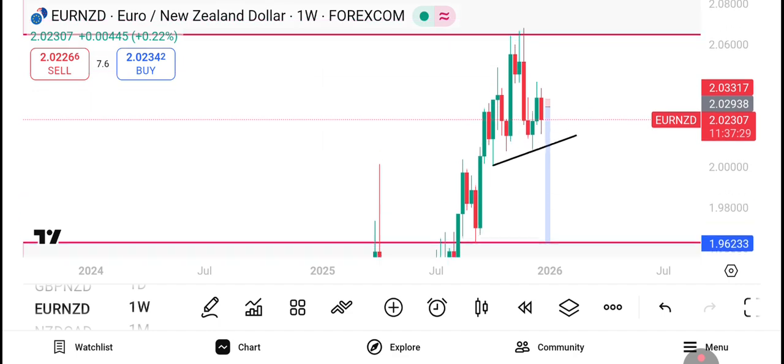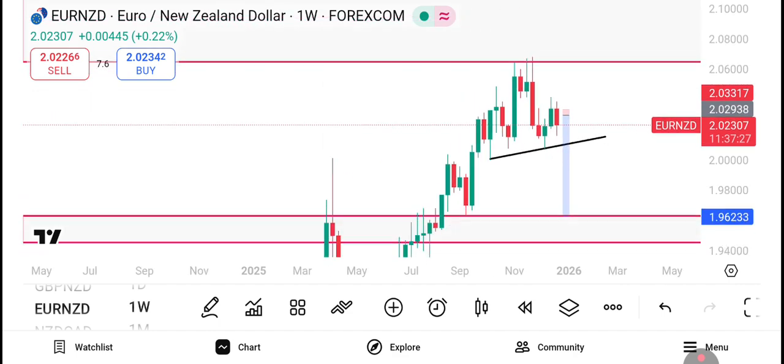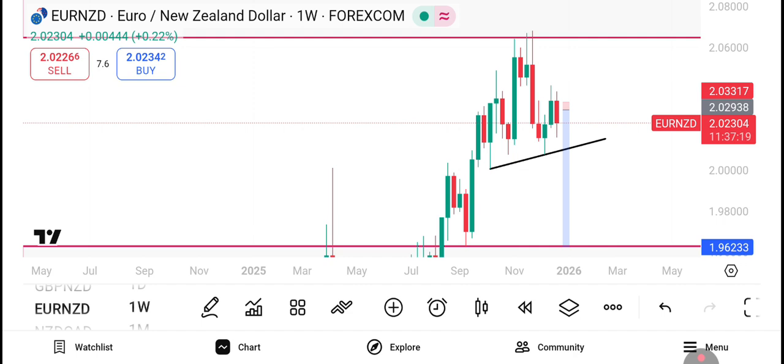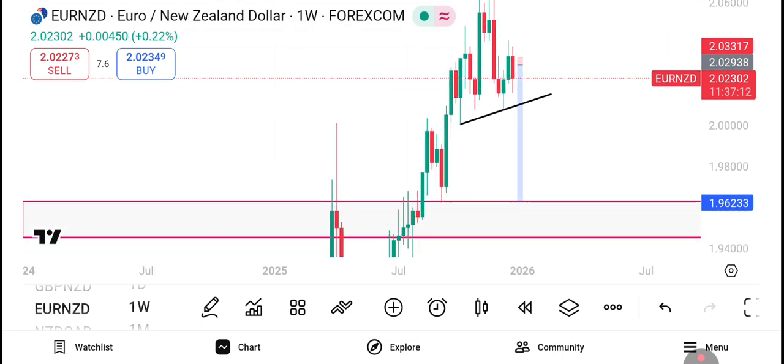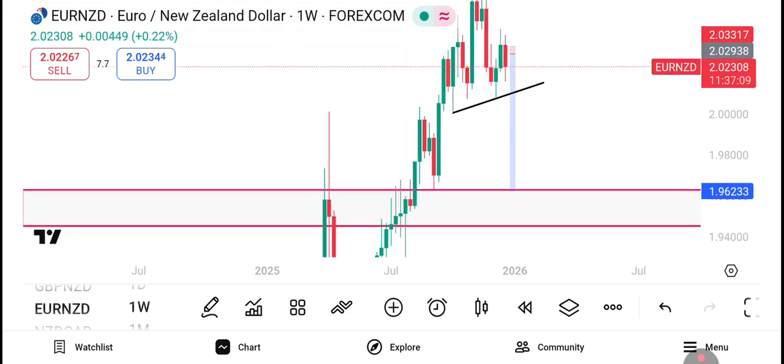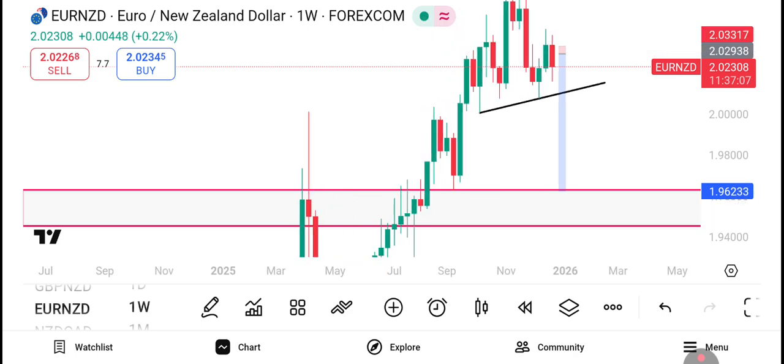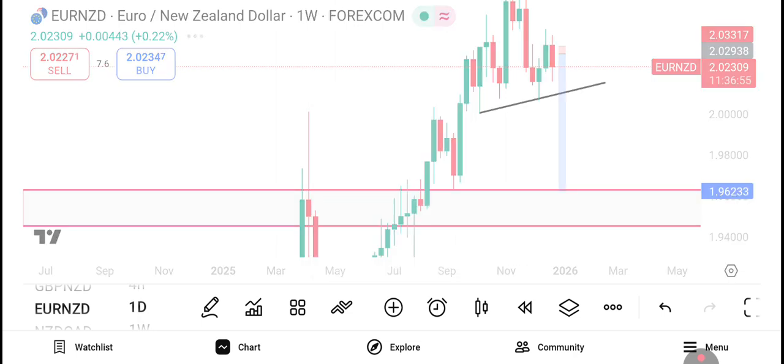So in the weekly time frame, you're seeing something like a head and shoulder pattern. So how do we trade this setup? We trade the head and shoulder pattern to this level here. It must surely come down to this level. So how do we capitalize on it? We can't trade on the weekly level, so we go over to daily.